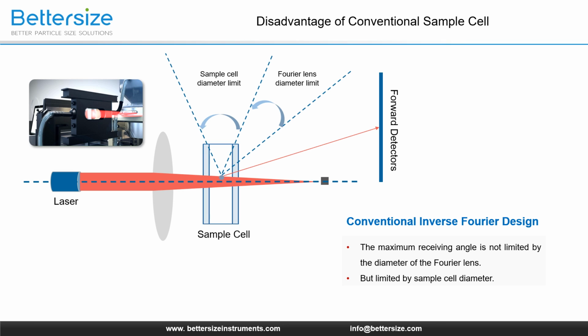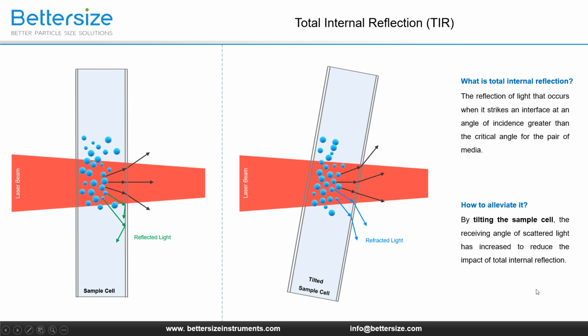The smaller the sample cell diameter, the more scattered light will be reflected inside the sample cell and cannot be refracted to the outside. This phenomenon is called total internal reflection. Total internal reflection is a complete reflection of light within a medium such as water from the surrounding surfaces back into the medium. The phenomenon occurs if the angle of incidence is greater than a certain limiting angle, called the critical angle. This phenomenon happens in a sample cell as well.